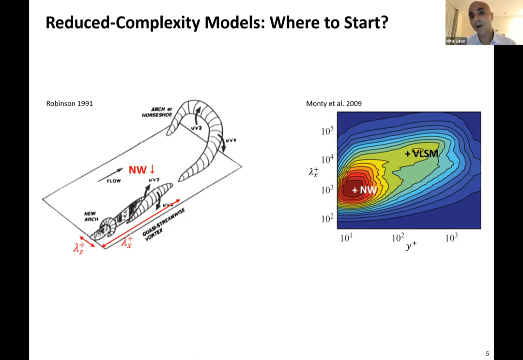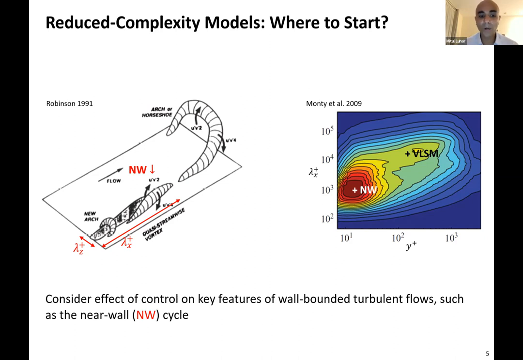And then as you go to higher Reynolds number, additional larger scale structures, such as the so-called very large scale and large scale motions, also become important. But for now, what we're going to do is consider the effect of control on just some of these key features. So instead of looking at the full flow field, we'll try and identify simple surrogate models for the near wall cycle, and then look at the effect of control on just this surrogate model rather than the full flow field.